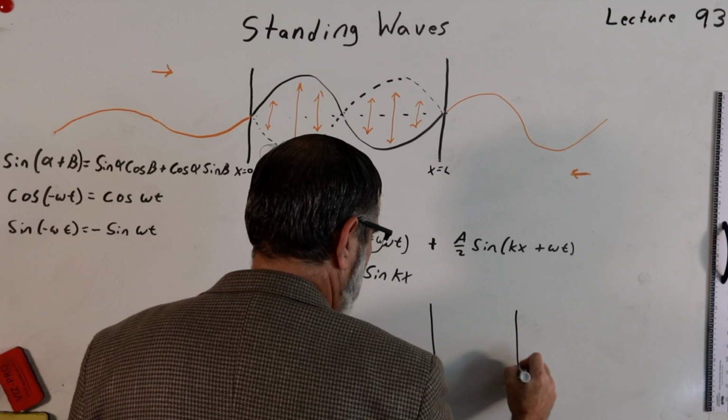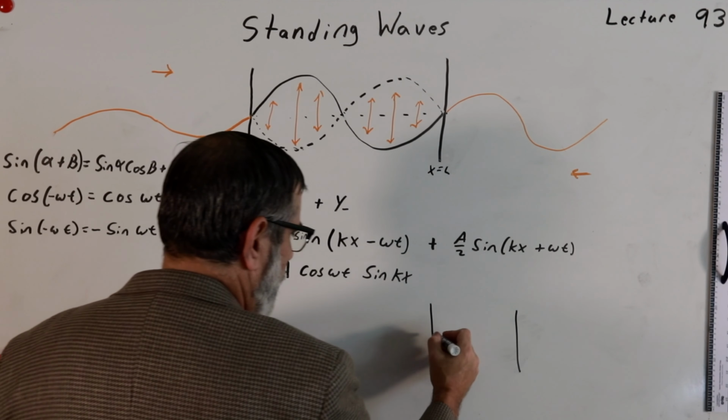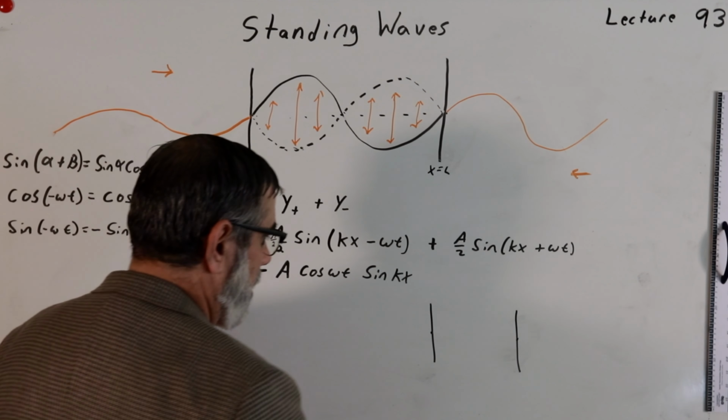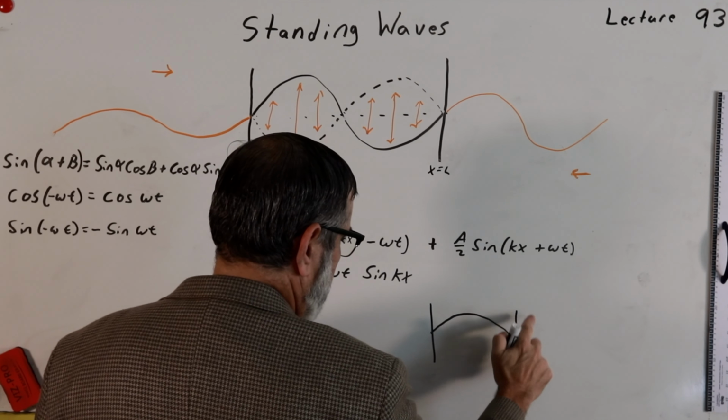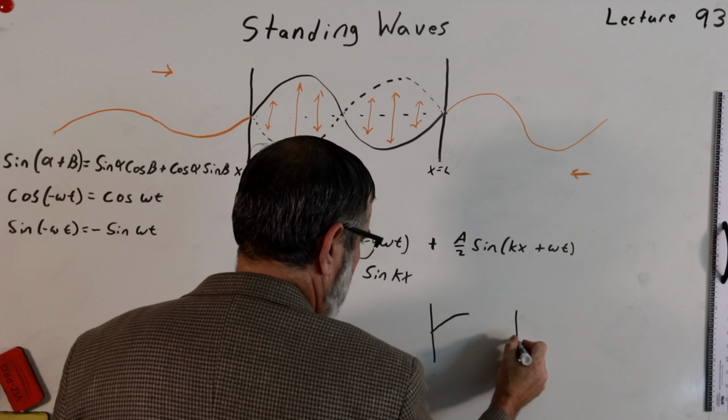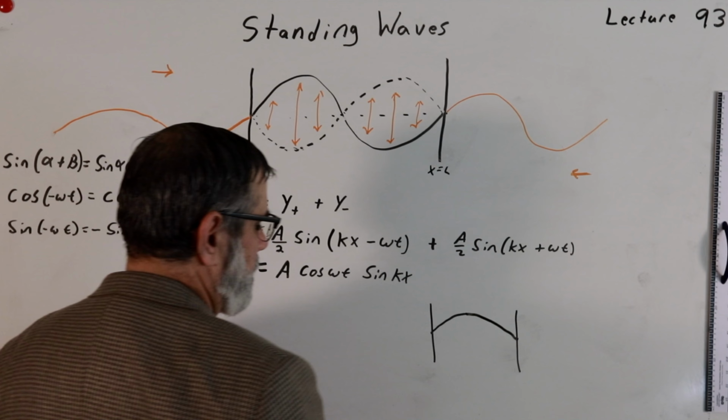So let me just do a quick one. If this is my cavity length, and I know it's got to be 0 here, and it's got to be 0 here, well, I could obviously get something that looks like this, right? That's, again, not the greatest artistic skills here. Yes?